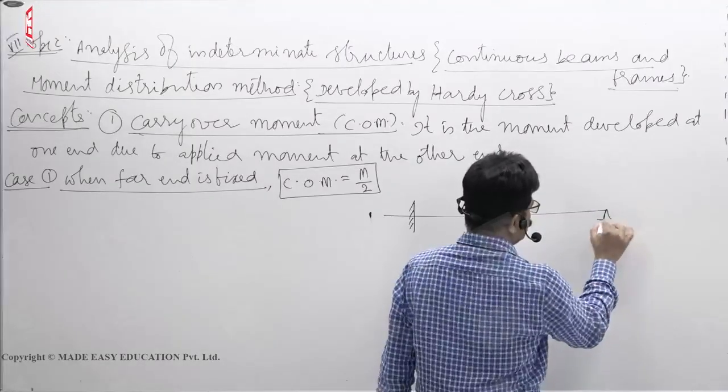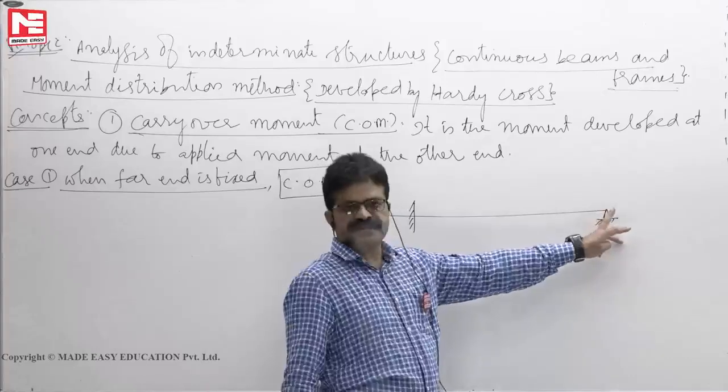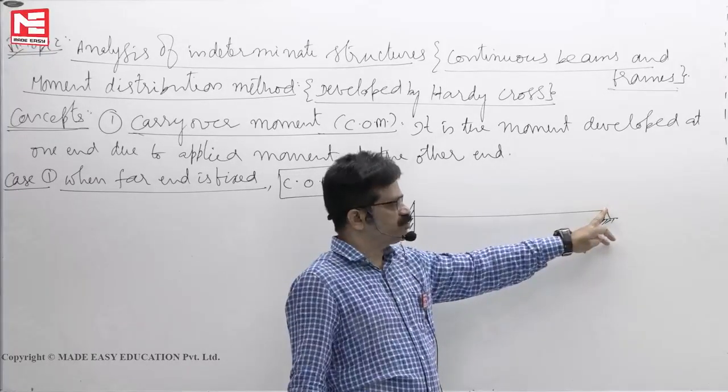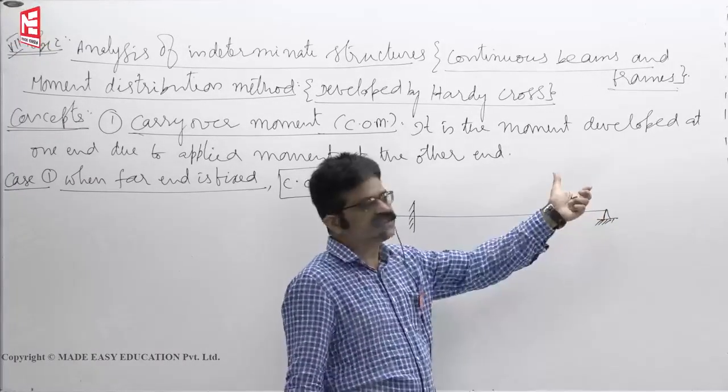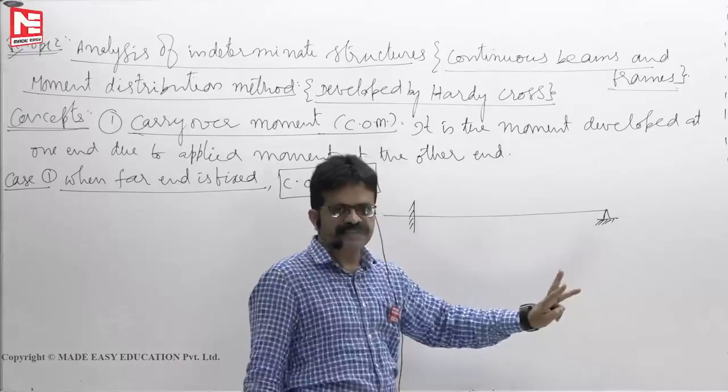Here we have taken a propped cantilever. It is not necessary that it is a pin support. It is a joint where it can rotate. That's all. It can be a hinge support or a roller support or a rigid joint.